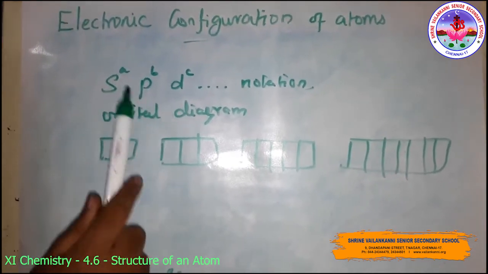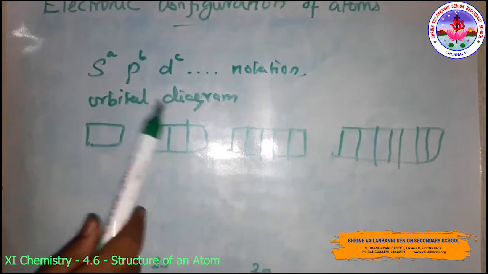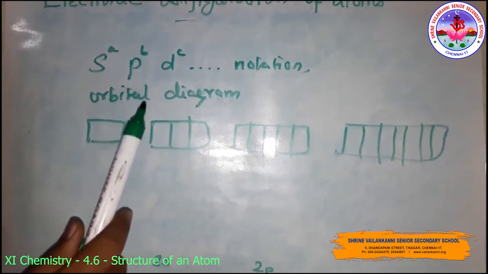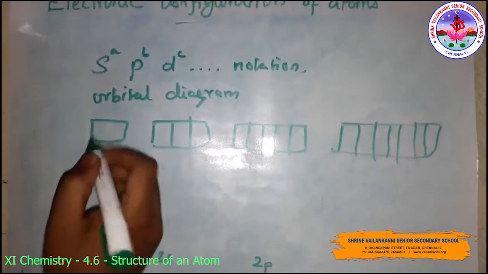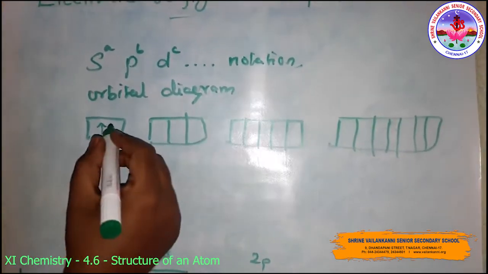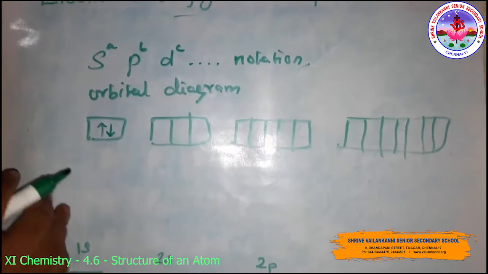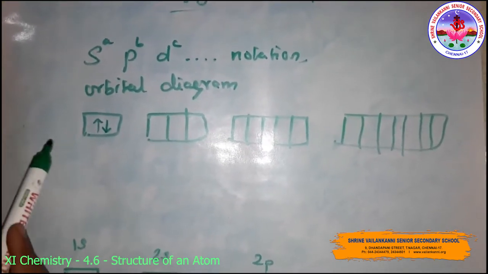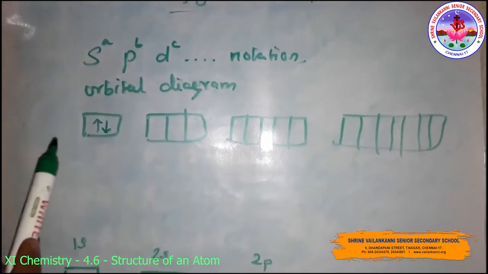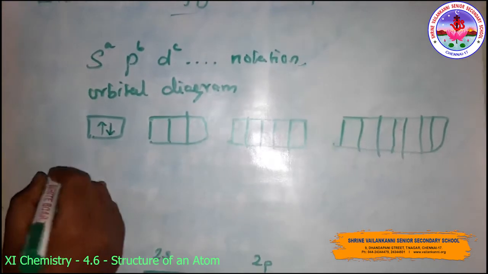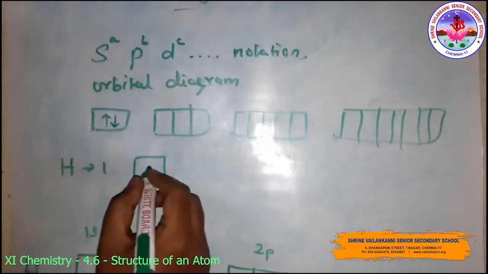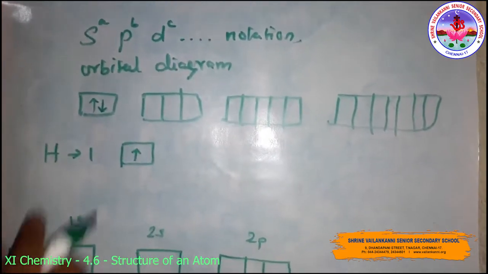In the second notation, each orbital of the subshell is represented by a box and the electron is represented by an arrow. You can write like this: the up arrow indicates positive spin, and the down arrow indicates negative spin. The advantage of the second notation over the first is that it represents all four quantum numbers. For example, the hydrogen atom has only one electron because the atomic number of hydrogen is 1, so in the s orbital only one electron. You have to write like this.